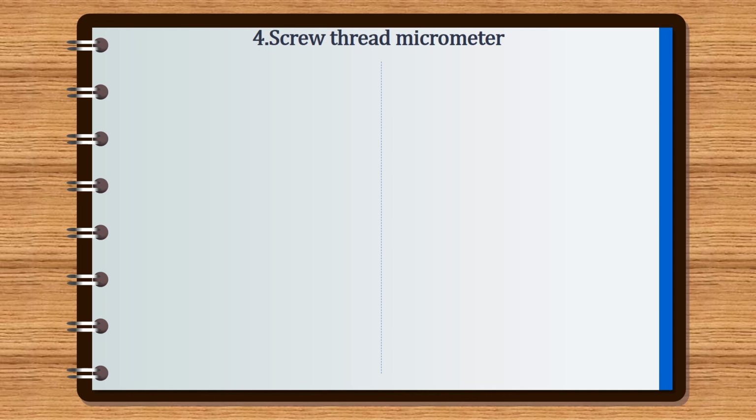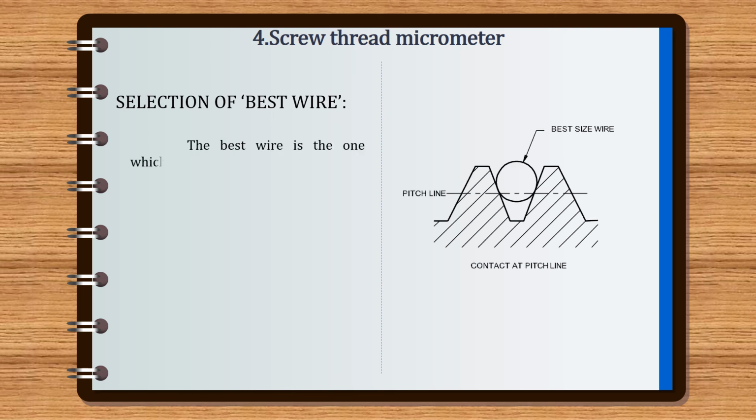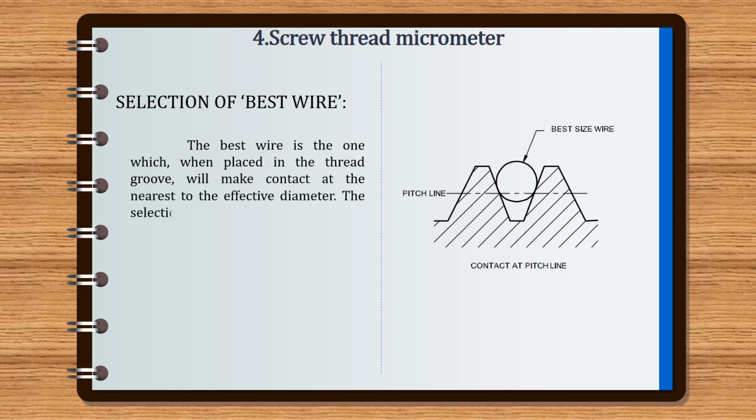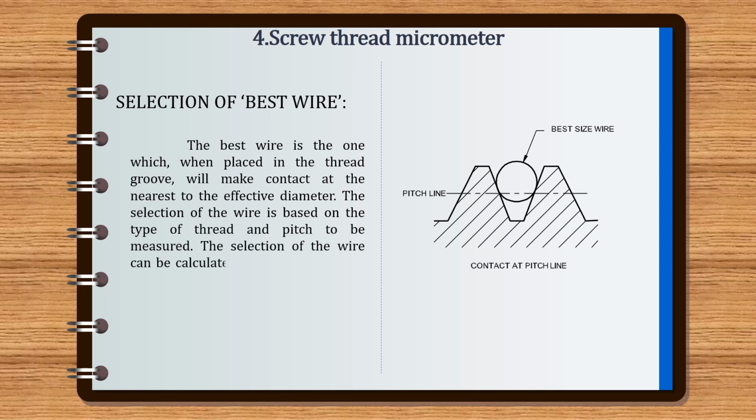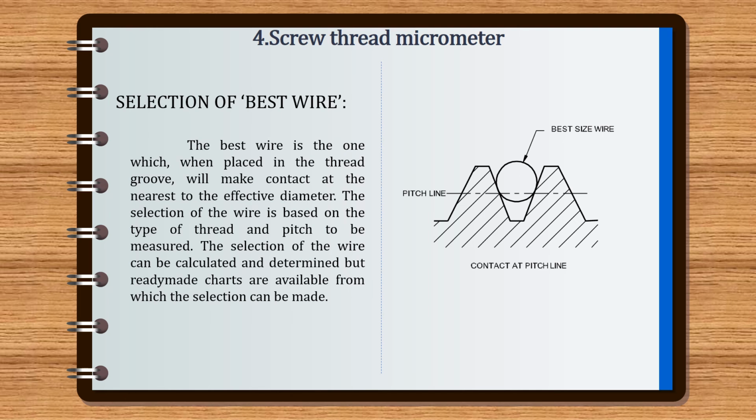Then lastly, we are going to discuss the selection of the best wire. The best wire is the one which, when placed in the thread groove, will make contact nearest to the effective diameter. The selection of the wire is based on the type of thread and pitch to be measured. The selection of the wire can be calculated and determined, but ready-made charts are available from which the selection can be made.